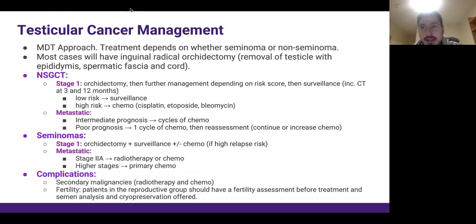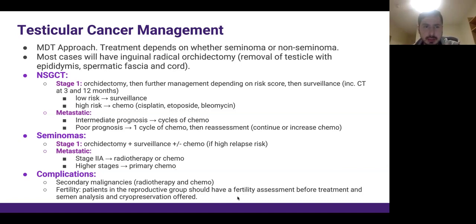How do you manage these? As with any cancer, and as in any OSCE, you'd say an MDT approach. But the most likely surgical management will be an inguinal radical orchidectomy, so a removal of the testicle. This might be supplemented with chemo if there's high-risk features or if it's metastatic spread, and regular surveillance. But as always, when you receive radio and chemotherapy, you have the complication of a possible secondary malignancy, either in the blood or in the local tissues.